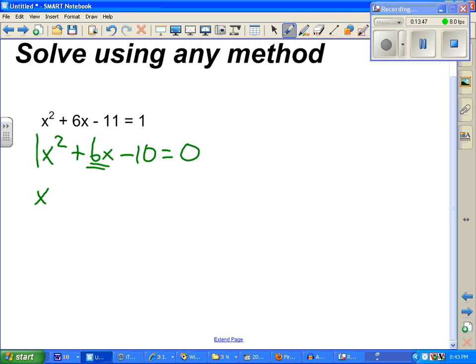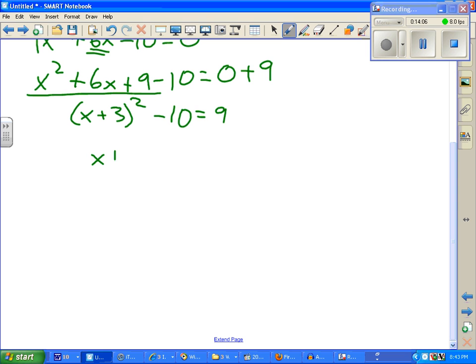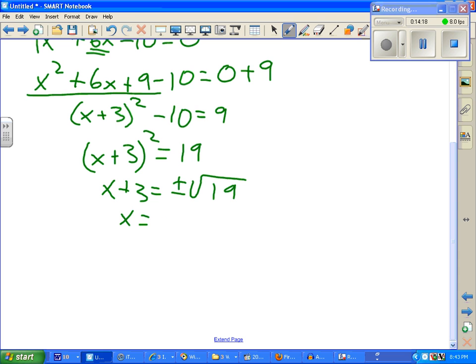So here we go. x squared plus 6x. Cut 6 in half is 3, squared is 9, minus 10 equals 0 plus 9. So this part factors to x plus 3 squared minus 10 equals 9. So x plus 3 squared equals, I add 10 over, 19. x plus 3 equals plus or minus the square root of 19. x equals negative 3 plus or minus the square root of 19.